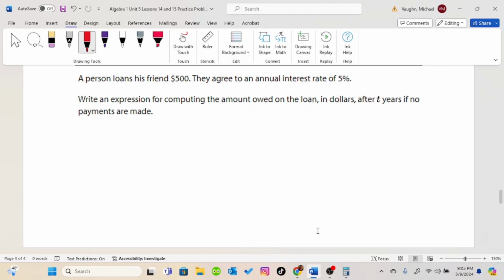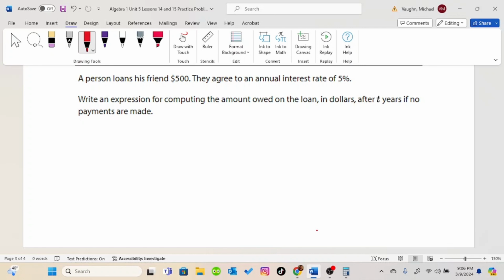A person loans his friend $500. They agree to an annual interest rate of 5%. Write an expression for computing the amount owed on the loan in dollars after t years if no payments are made.